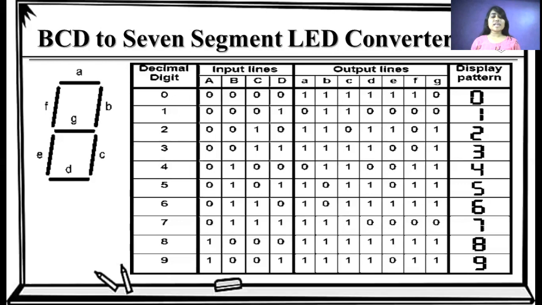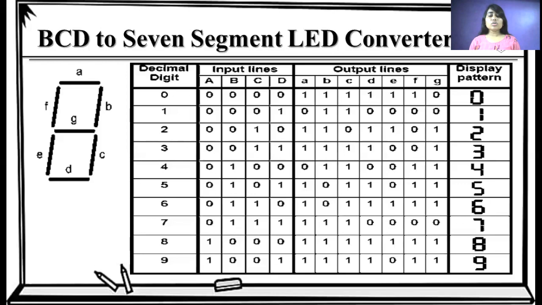We have decimal digit 8. For decimal digit 8, all the LEDs must be on. So we have the corresponding output lines for 8 equal to all 1. So this is how we can design a BCD to 7 segment LED converter.